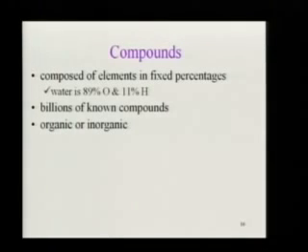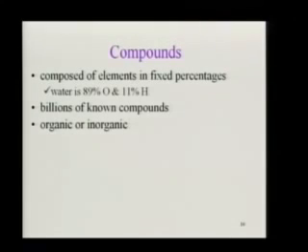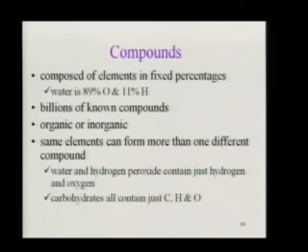There's billions of known compounds that exist out there, because as you can imagine, it's not just about what atoms you use, it's about how many of them you have and what ratio you have of one to the other. So that gives you limitless possibilities in terms of creating different types of chemicals. You can have organic or inorganic. This is inorganic chemistry. We're not going to get into organic chemistry.